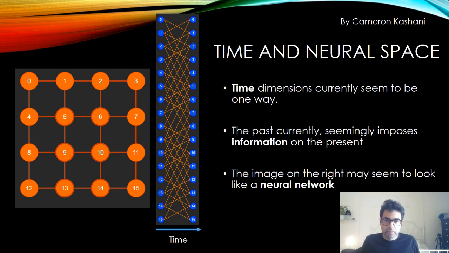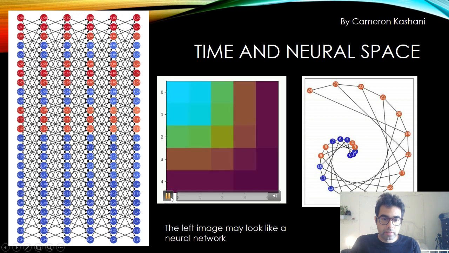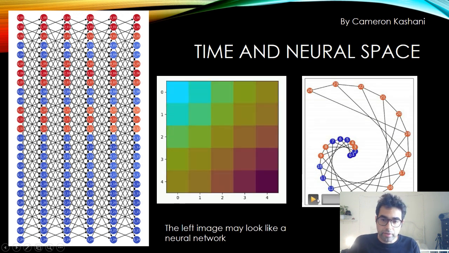The past currently seemingly imposes information on the present, and the image on the right may seem to look like a neural net. So here's a diffusion model. The left image may kind of look like a neural network.